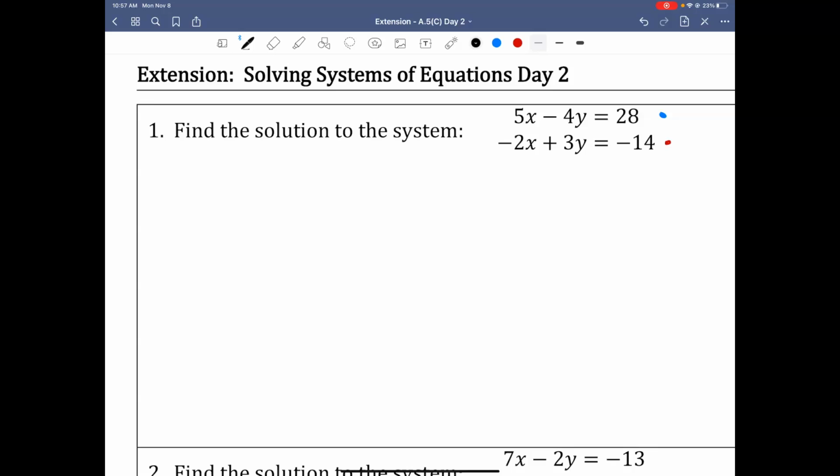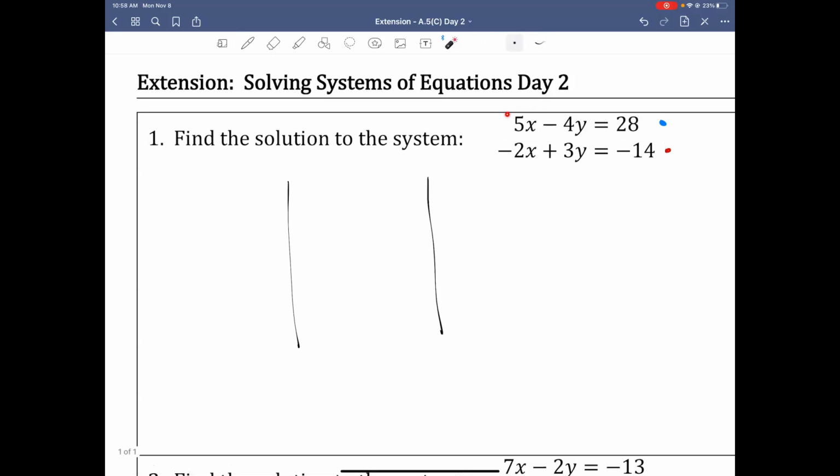To solve this system, I'm going to set up a 3-column approach, and we're going to talk about using the elimination method whenever one of the variables is not obvious for us to eliminate. What we mean by that is if we look at the x's, there's really not a number that 5 and negative 2 could meet up at. I can't multiply negative 2 by anything in order for it to equal a 5.